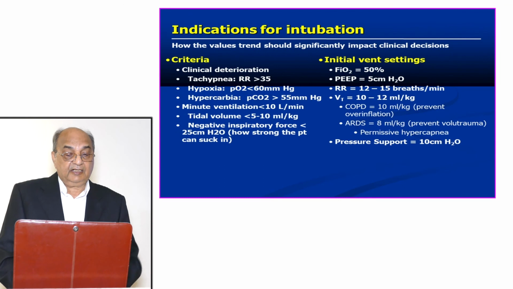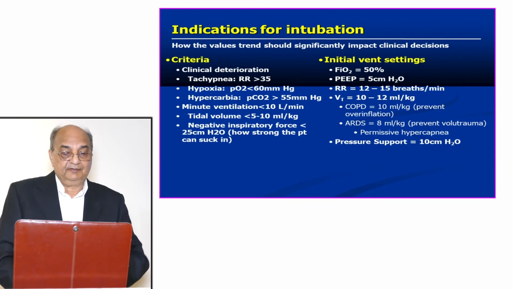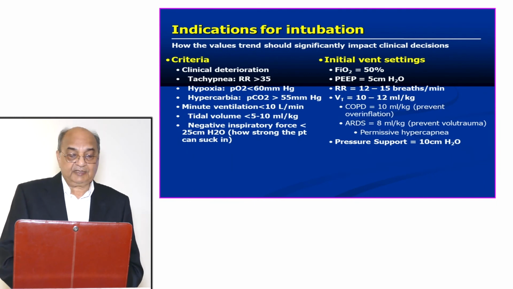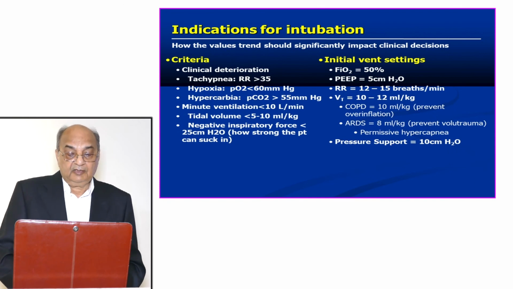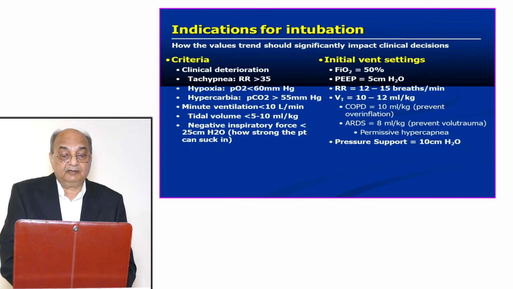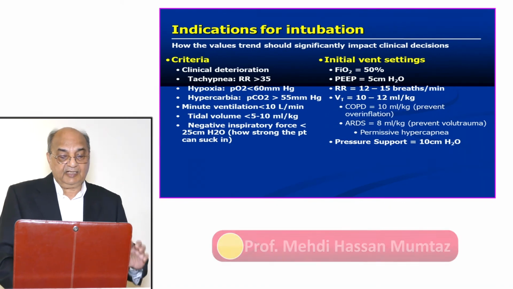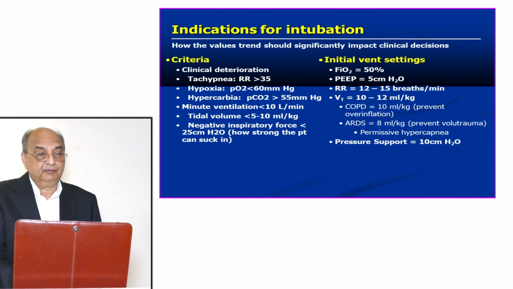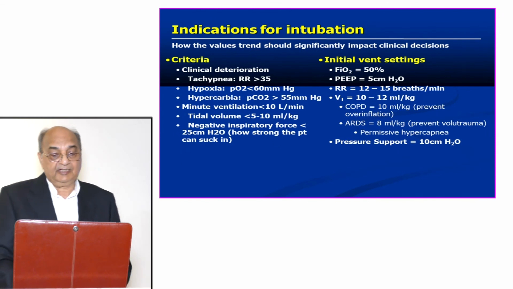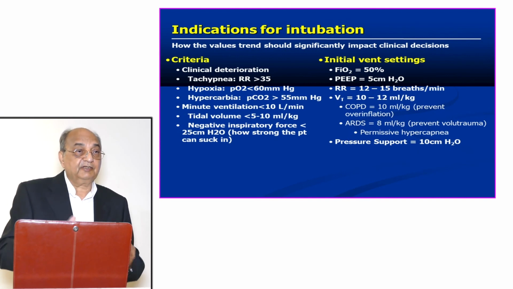This is the criteria. So, initial ventilator setting in these patients should be FiO2 50%, PEEP 5 centimeter water, respiratory rate 12 to 15 per minute, then tidal volume is 10 to 12 mL per kilogram. In a COPD patient, it should be less, and in an ARDS patient also it should be less. And if you want to give pressure support, it should be around 10 centimeter water. So these are the indications you keep in your mind for intubating the patient.